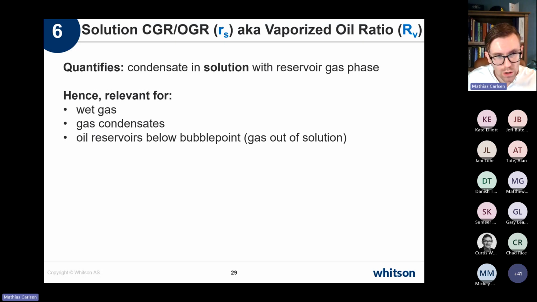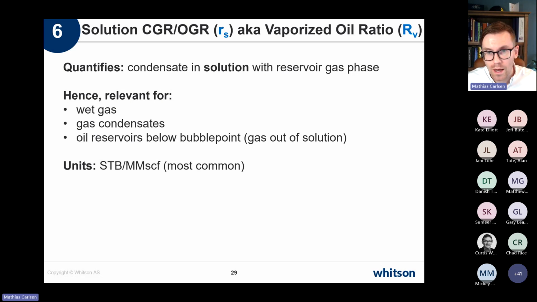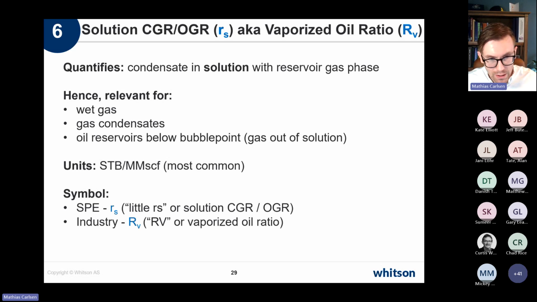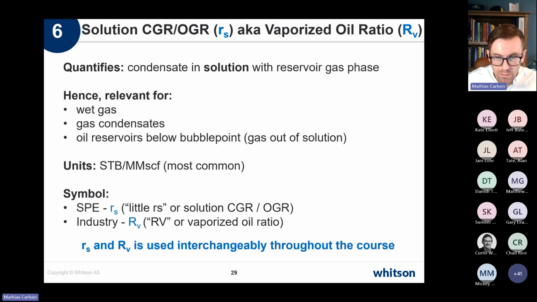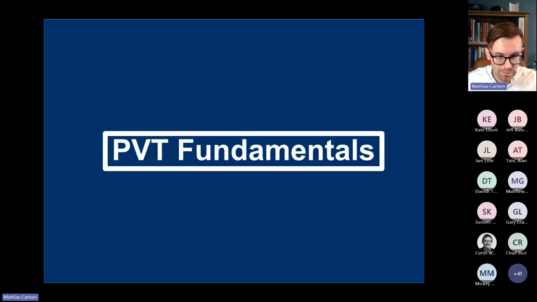And why is it relevant for oils? Because as you go below the bubble point, gas is coming out of solution, and that gas will have some condensate in solution. Whether that's a very black oil, maybe that's not a lot, or if it's a near critical, more complicated fluid, then the RV might be a big number. So it's relevant for both gases and reservoir oils. The unit is barrels per million, that's the most common, and the symbol used by SPE is little rs, or in the industry, in many places, RV, and we are going to use them interchangeably throughout the course today.